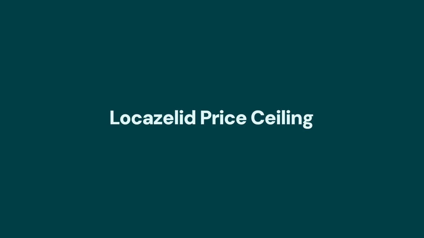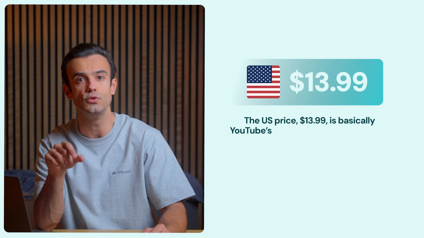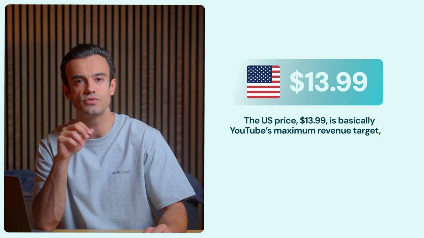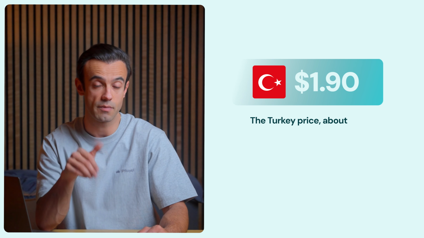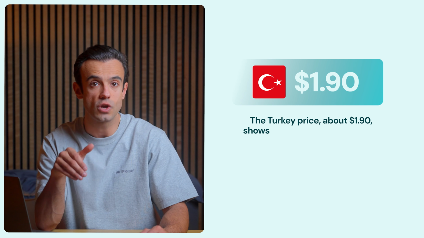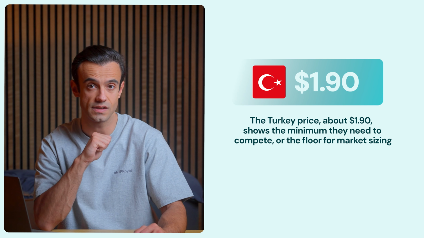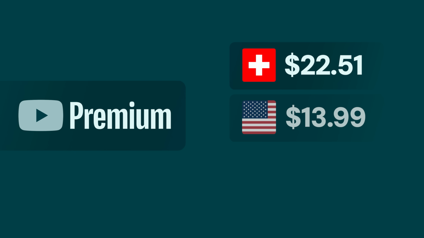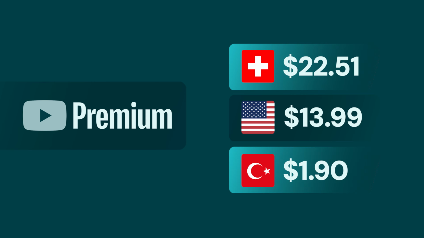Next, localized price ceiling. The US price, $13.99, is basically YouTube's maximum revenue target or the localized price ceiling. The Turkey price, about $1.90, shows the minimum they need to compete or the floor for market sizing. This range helps you predict where you'll get higher margins like Switzerland and where you need lower prices to compete like Turkey. This is essential for forecasting revenue and planning global growth.